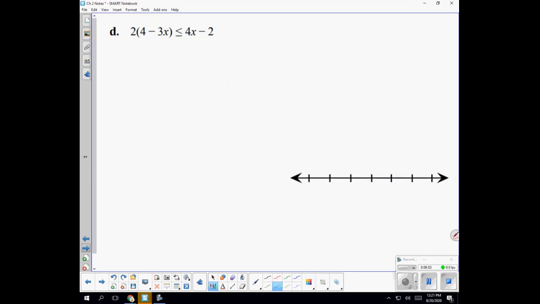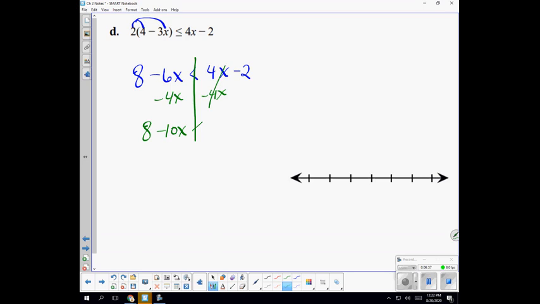Okay? And our last example, again, we can distribute. That gives me 8 minus 6x is less than 4x minus 2. Now that we've gotten rid of those parentheses, we need to go ahead and get our x values, our variables, on the same side of the equation. So, notice they're on opposite sides of my wall here. So, I'm going to subtract 4x from both sides. Now, I could have added 6x to both sides. It doesn't really matter which way you decide to go. And that gives me 8 minus 10x is less than negative 2.